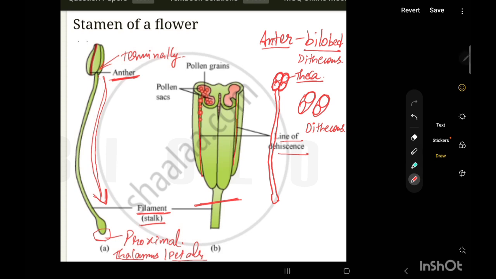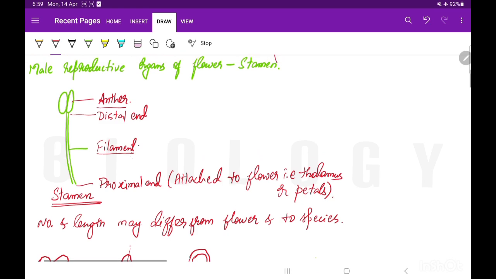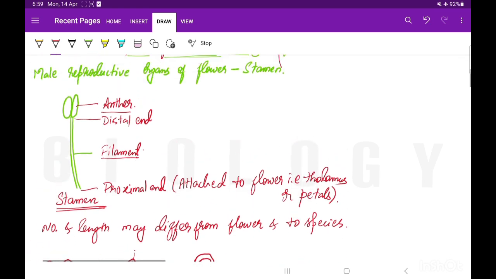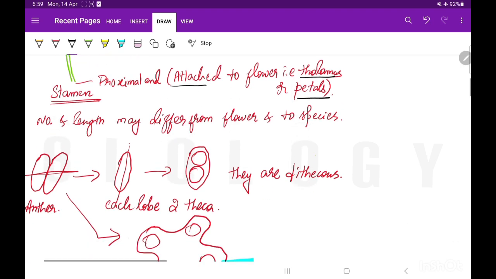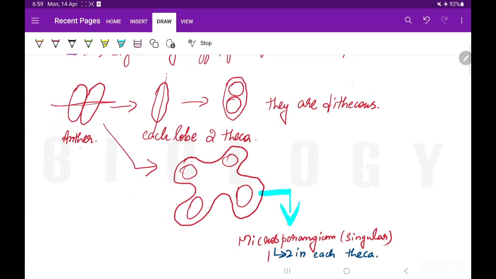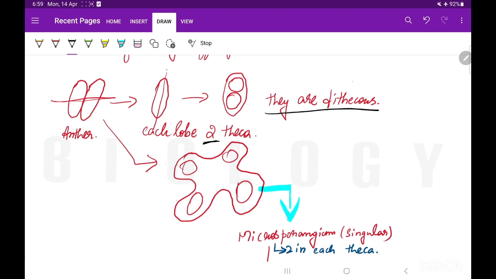Next, the number of stamens differs from flower to flower and from species to species. We'll just glance once again: the bilobed structure of anther, which is attached to thalamus or petals. The length may differ between species. When this is seen transversely, there are two thecas in each lobe. Hence they are dithecous.